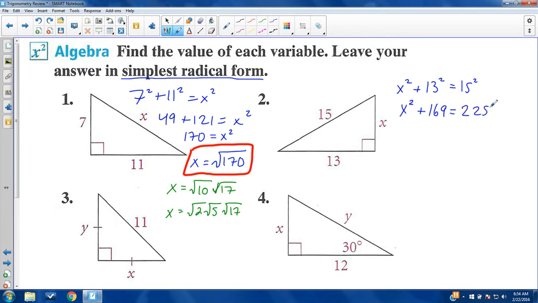225. All right. X squared plus 169 is 225. X squared equals, oh boy, let's subtract that. Or let's add what number plus 56. All right, 56. Okay, I know I can break this one down a little bit. So I'm going to take the square root of 56.